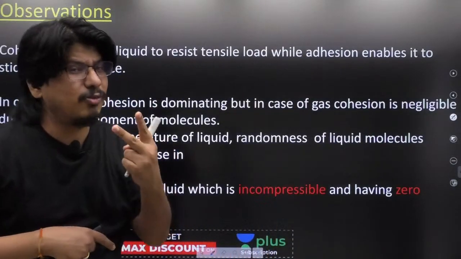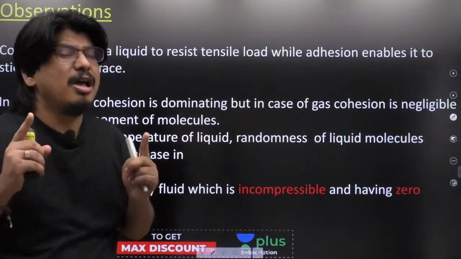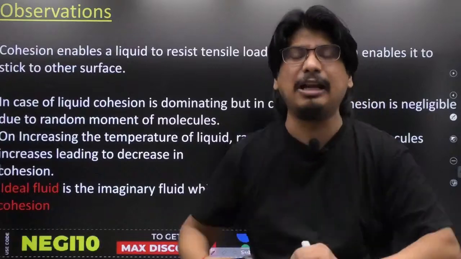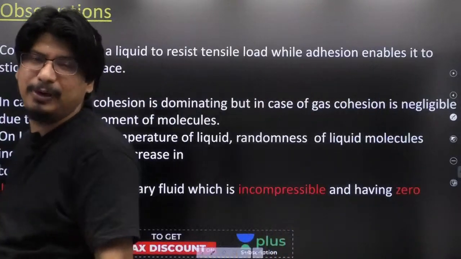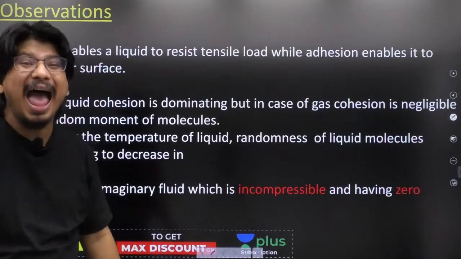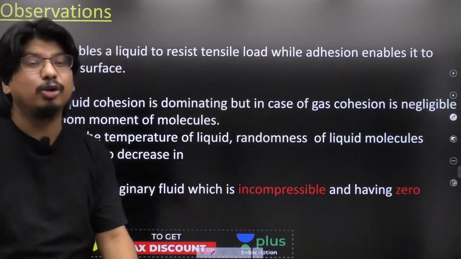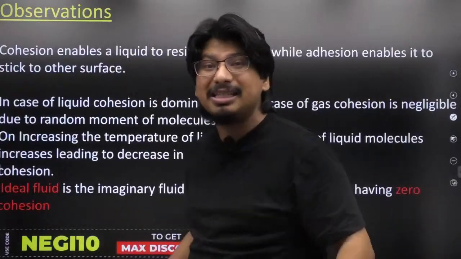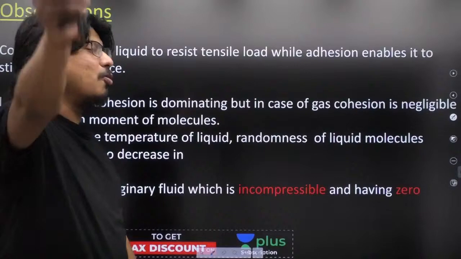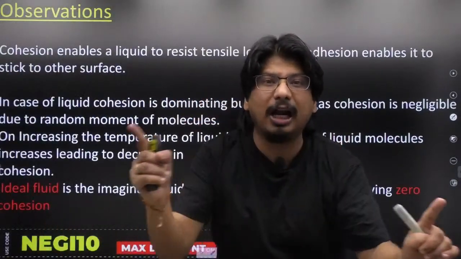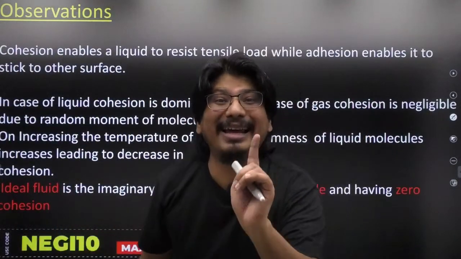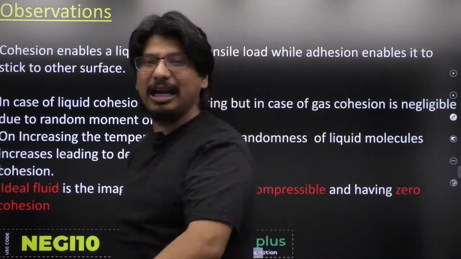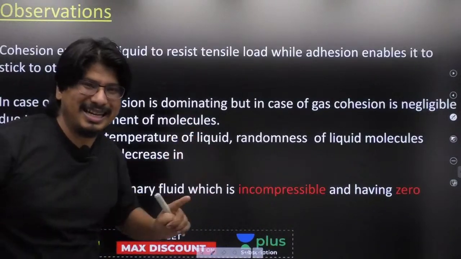There are two assumptions which we are having for the ideal fluid. Listen carefully. Ideal fluid is an incompressible fluid having zero cohesion. So there are two things. First, ideal fluid is incompressible fluid. Second, it will be having zero cohesion. And the moment I'm saying ideal fluid, don't be confused with ideal gas. Ideal gas is something else which we will be discussing in thermodynamics. Ideal fluid is something different which we are discussing in fluid mechanics.